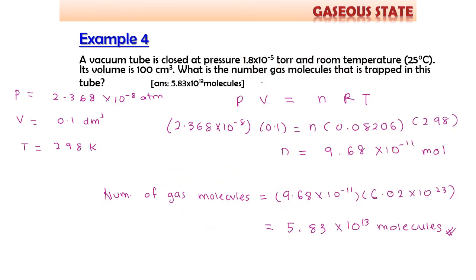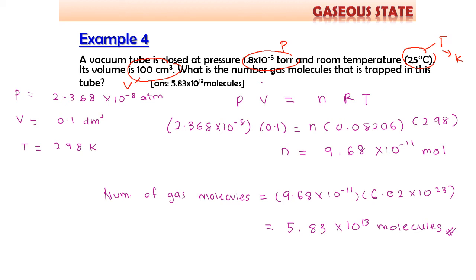And for the next example, a vacuum tube is closed at a pressure of, okay, this is the pressure in torr, and at room temperature, so this is the temperature and must be converted to Kelvin. And the volume given is 100 cm cube. What is the number of gas molecules trapped in this tube?